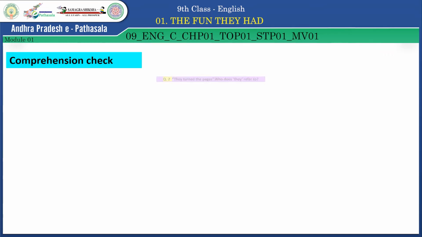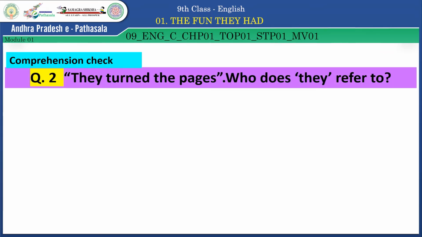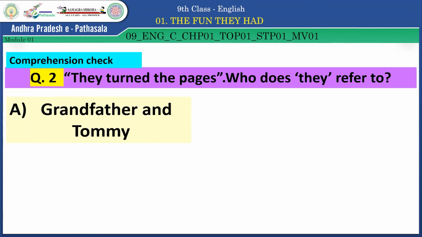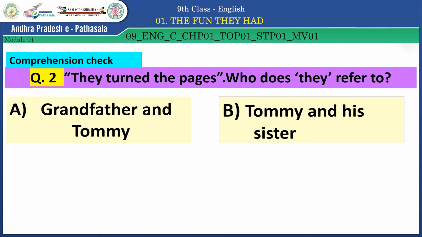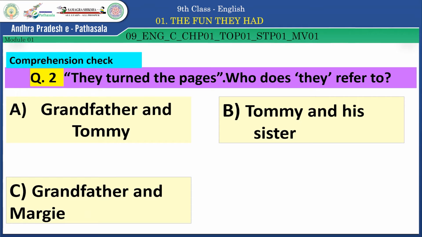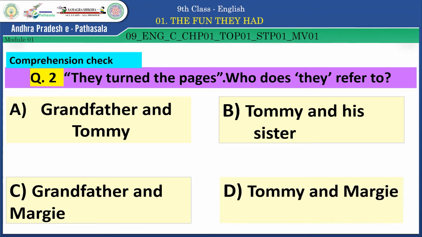Here is the question. They turned the pages. Who does they refer to? Is it grandfather and Tommy? Or Tommy and his sister? Or grandfather and Marky? Or Tommy and Marky? Who does they refer to? Who turned the pages of the book? Let's look at the answer. Yes, it is D.